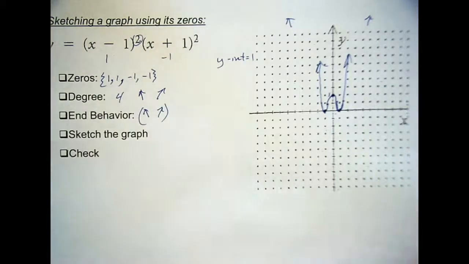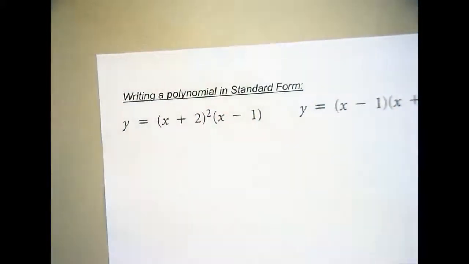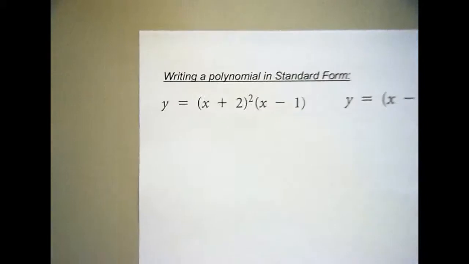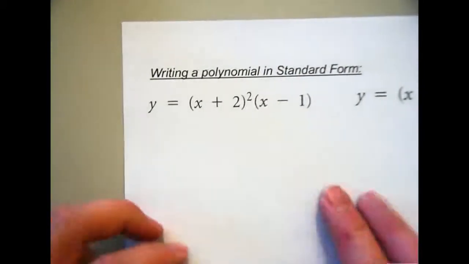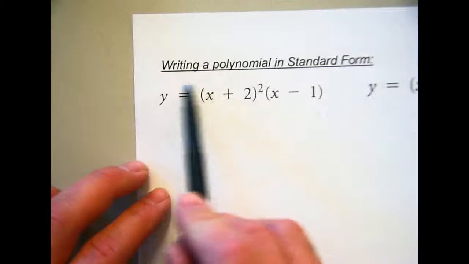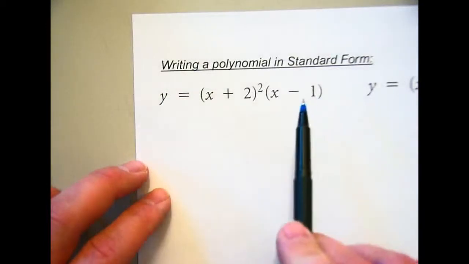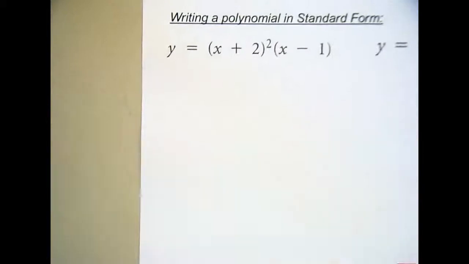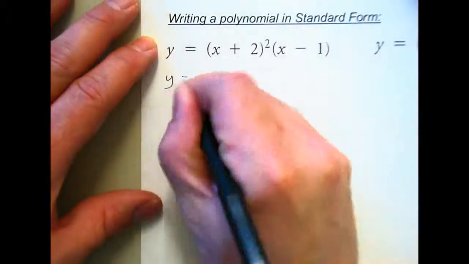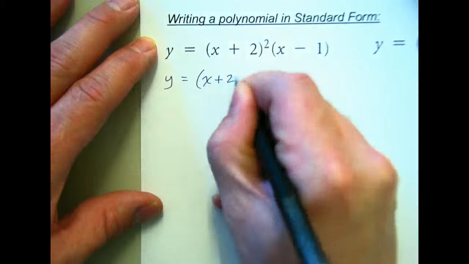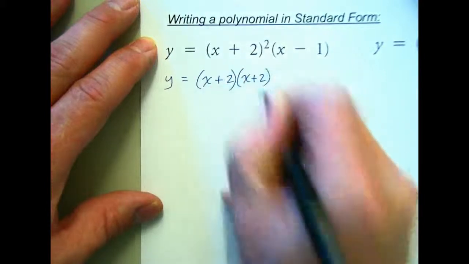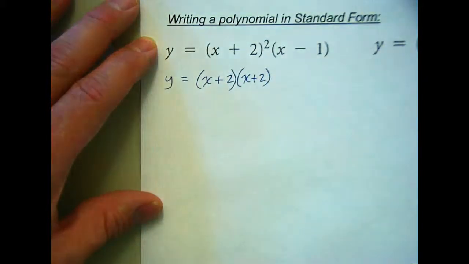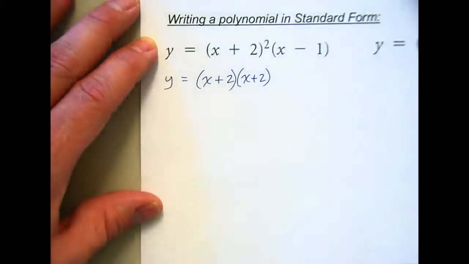I do want to talk to you about how to do these in standard form, and we need to spend time multiplying one of these out. So somewhere on your page, maybe off to the side of those last 2 graphs, I need you to multiply this out. Put it in standard form. Those of you having a hard time getting started, remember x plus 2 quantity squared means x plus 2 times x plus 2. And then you have that other x minus 1 there that we bring down.